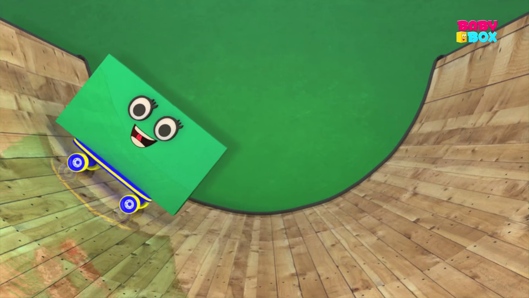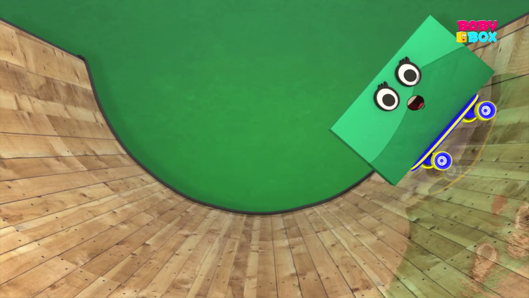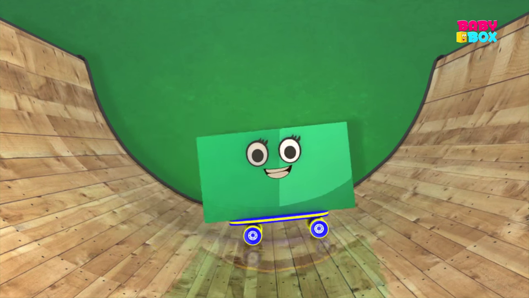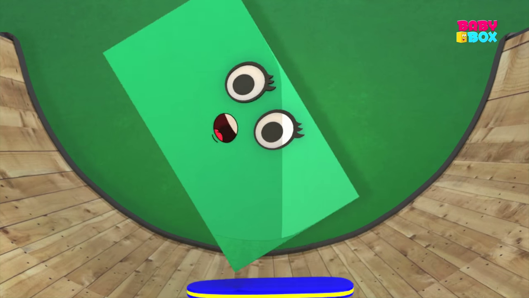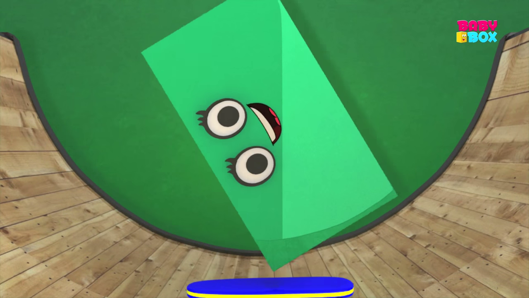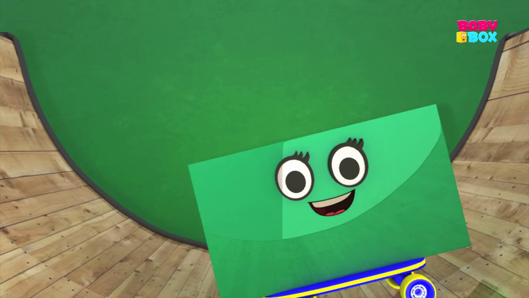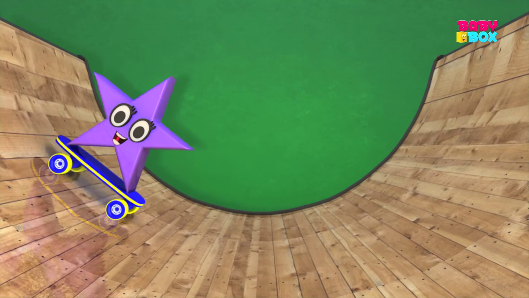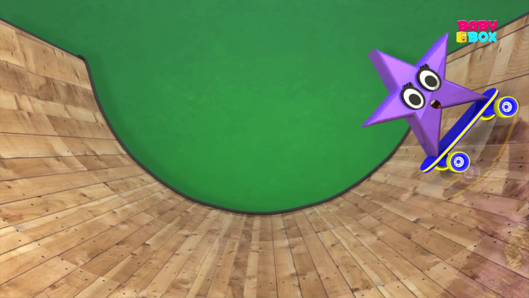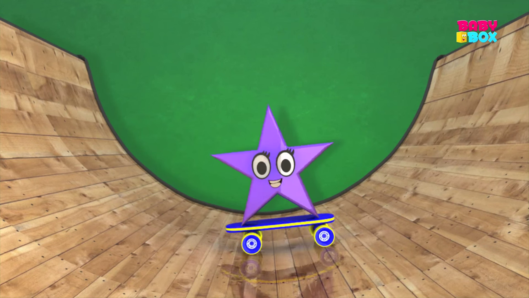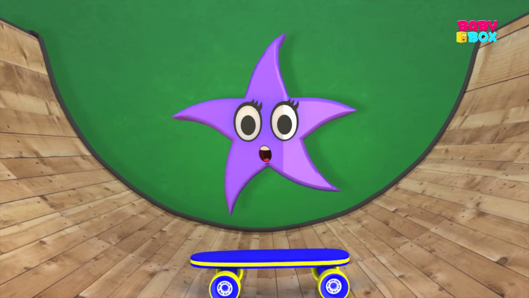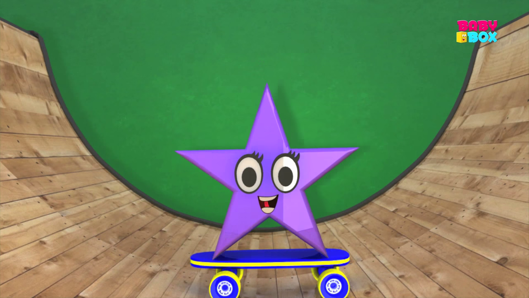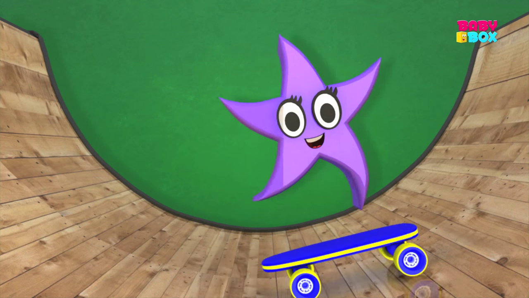I'm a rectangle, rectangle, like a really long square. I have four sides. I'm a rectangle, rectangle. I'm a star, I'm a star, in the sky so, so far. I have five pointy arms. I'm a star, I'm a star.